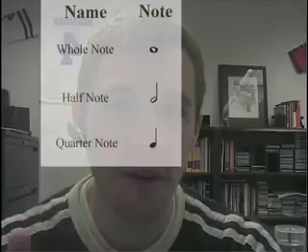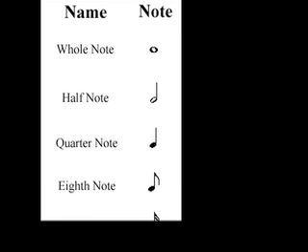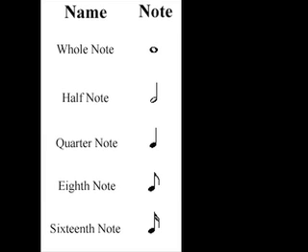Where it gets more interesting is when we divide those. And so we take a quarter note. This is an eighth note. Eighth note is worth a half a beat. So 2 eighth notes equals a quarter, 2 quarters equals a half, etc., etc. This is a 16th note. Notice the difference here between the 8th note and the 16th note.